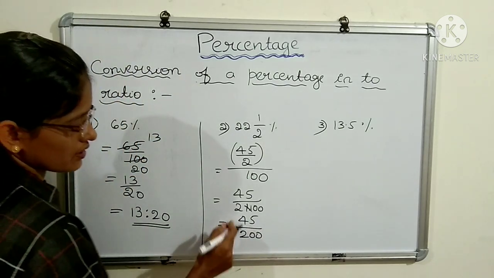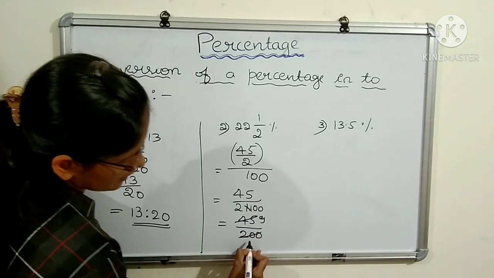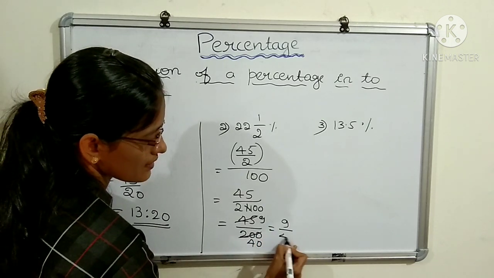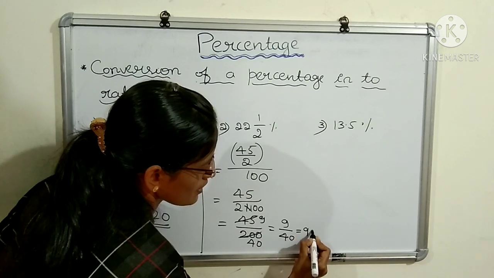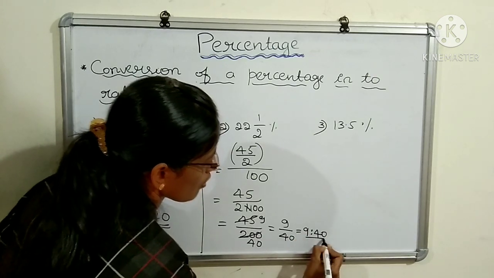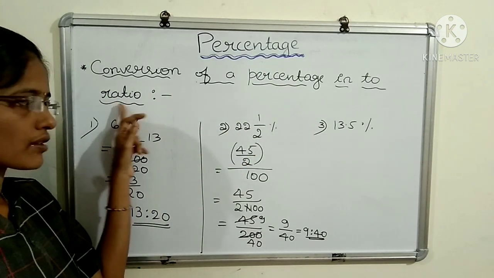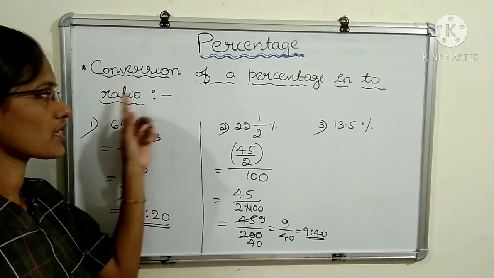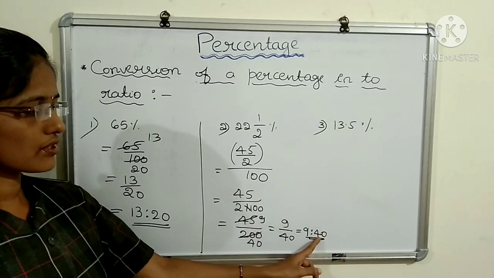We can simplify here, no? 5 9s are 45, 5 40s are 200. 9 by 40 is the simplest form of fraction. So answer 9 is to 40, because we must convert the percentage into ratio form, not percentage into fraction. One more extra step here to ratio, that is the simplest form of fraction we must convert to ratio.